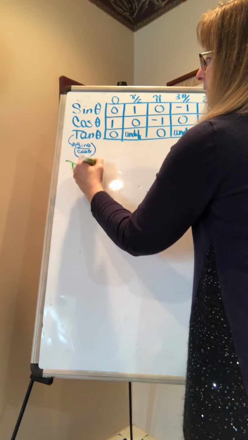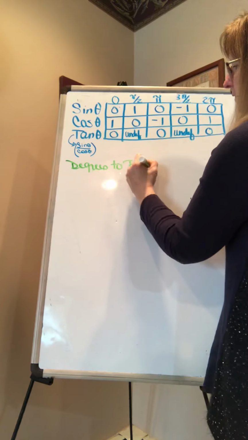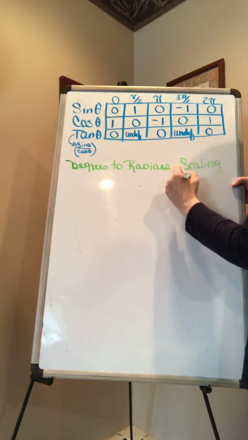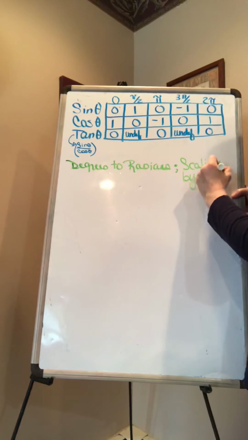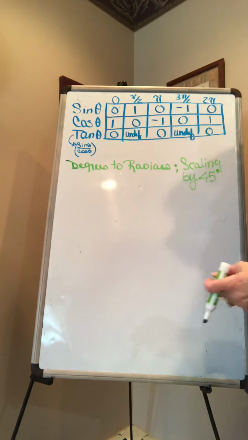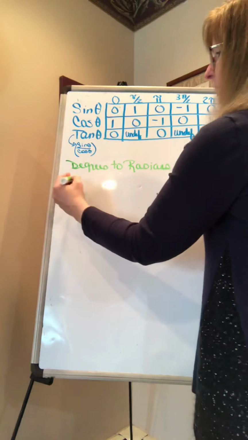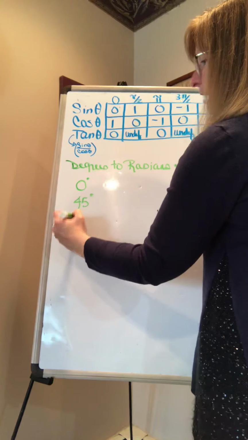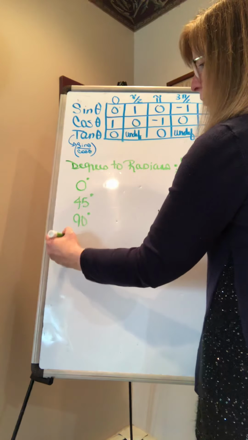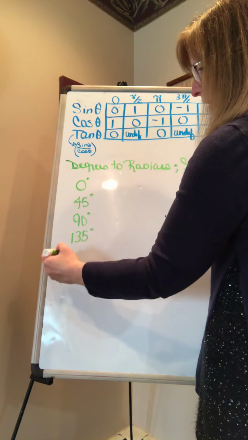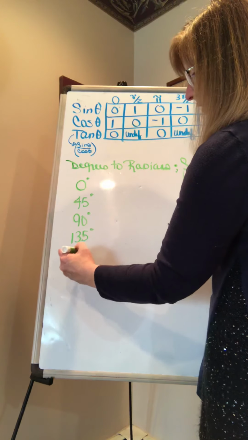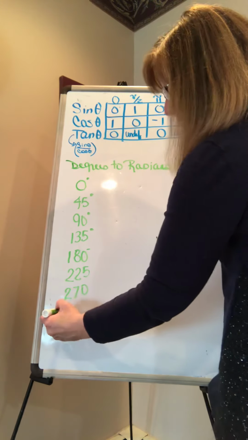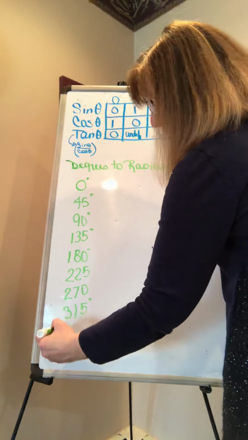And now let's use this and let's write degrees, radians, and this will be scaling by 45 degrees. Let's say you have to scale your graph in 45 degrees, which can happen. Let's make a chart. Let's have 0 degrees, 45 degrees, then we would have 90 degrees, and then 90 and 45 would be 135 degrees, and then we would have 180 degrees, 225, 270, 315, and then we would be at 360.